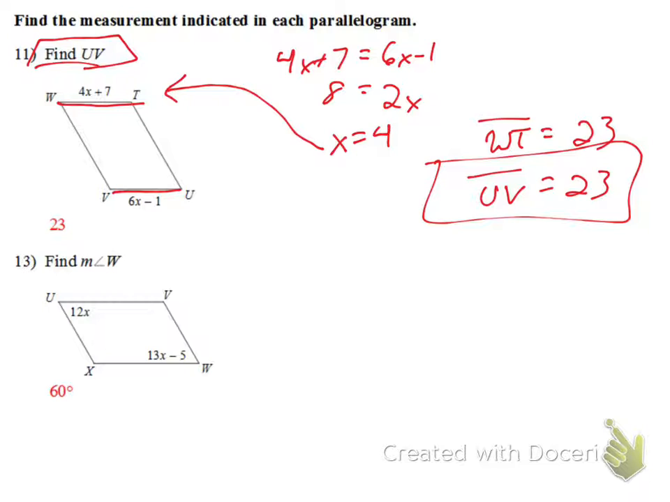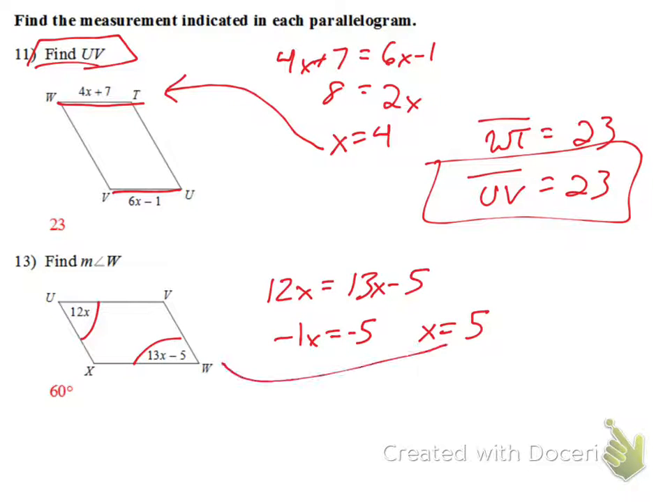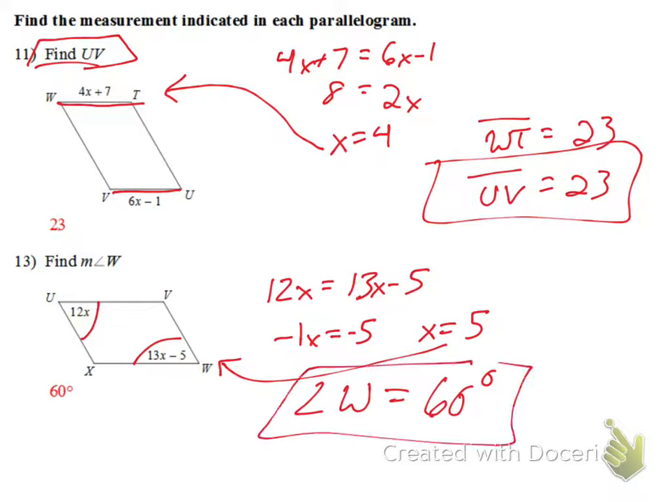All right, 13, find measure W, opposite angles right here. They are congruent. I'm going to set these equal to one another. I'll bring the 13x over, so negative 1x is equal to negative 5. So x is going to be equal to 5. It says find measure W. So I'll plug this in here. So 13 times 5 is equal to 65 minus 5 is equal to 60 degrees. So angle W is equal to 60 degrees.